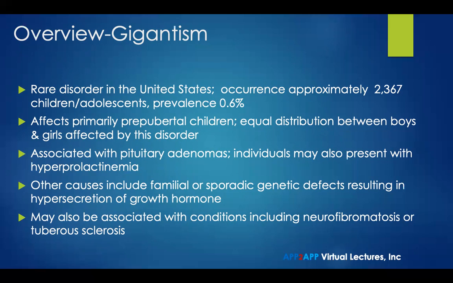There are other causes, though, of giantism, and they include familial or sporadic genetic defects resulting in hypersecretion of the growth hormone, leading to giantism. It also may be associated with conditions including neurofibromatosis or even tuberous sclerosis.